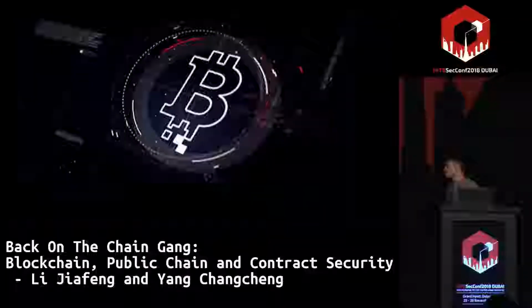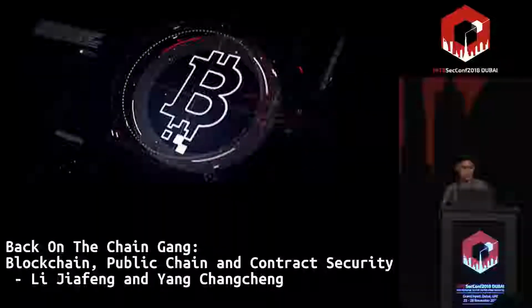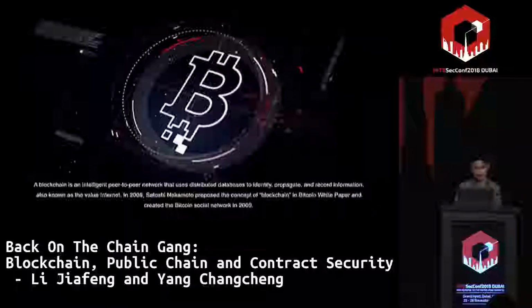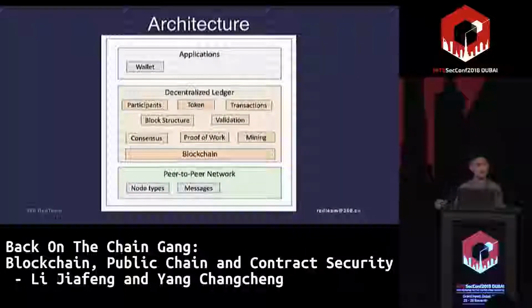First, introduction and background. First, we need to know what the blockchain is and how it is defined. Okay, yes, a blockchain is an intelligent peer-to-peer network, and so on. After I read this sentence, I have the same question: what is the blockchain? So we need to figure it out. This is not important. So this is our architecture.